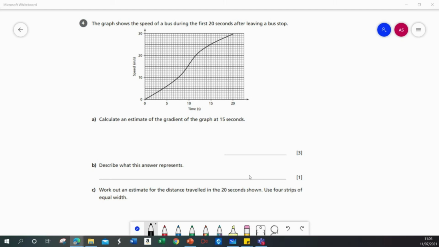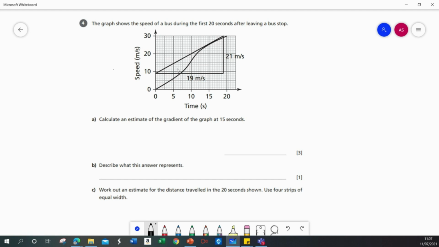This question shows a graph showing the speed of a bus during the first 20 seconds after leaving a bus stop. And for part A, we're asked to calculate an estimate of the gradient of the graph at 15 seconds. Now, at 15 seconds, I'm going to draw on a tangent and a right-angled triangle around that tangent in order for us to calculate the gradient.